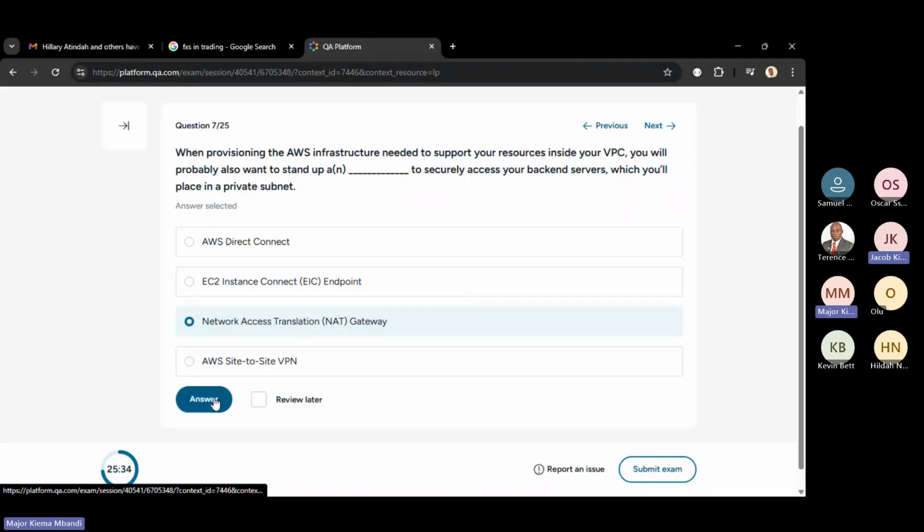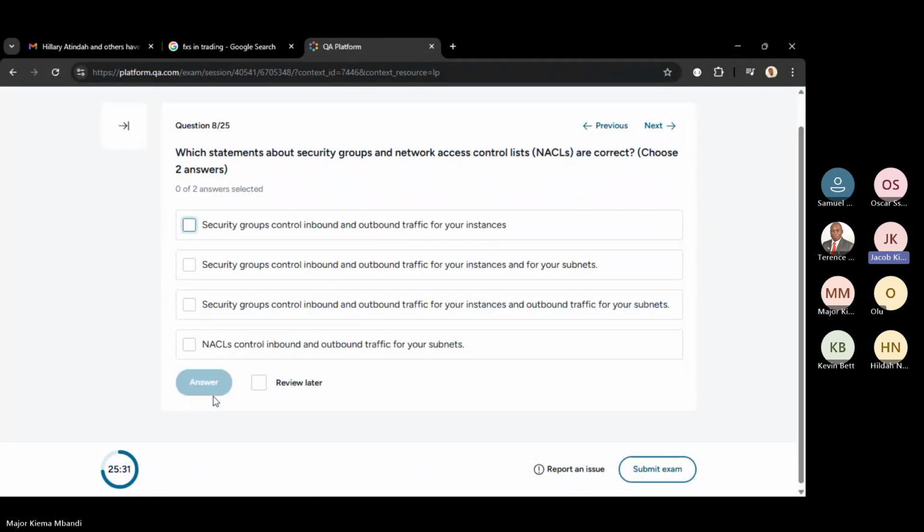Okay, so I think I can read for Olu and you respond on chat because he's saying he cannot speak. Olu, you can confirm on chat. I just read for you the question and give you answer. So which statements about security groups and network access control lists are correct? We have to choose two.